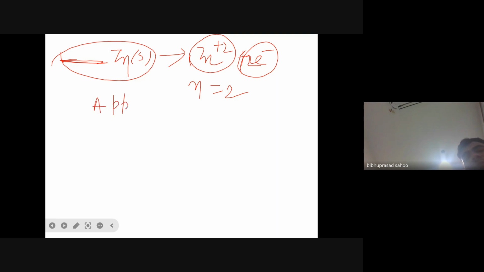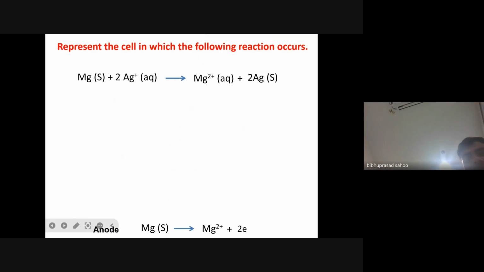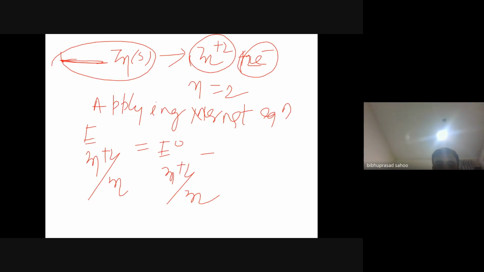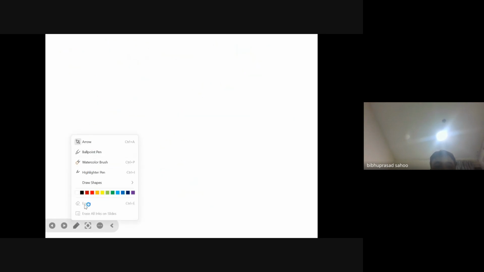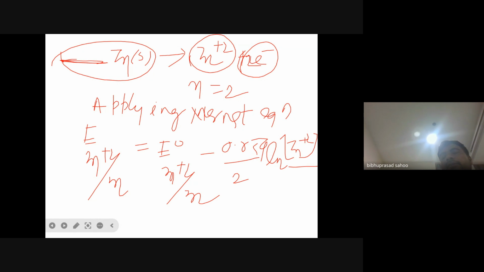So applying Nernst equation, E of Zn2 plus/Zn is equal to E naught Zn2 plus/Zn, plus, no, sorry, negative 0.059 divided by 2 ln of Zn2 plus concentration. Below this, nothing will be there.